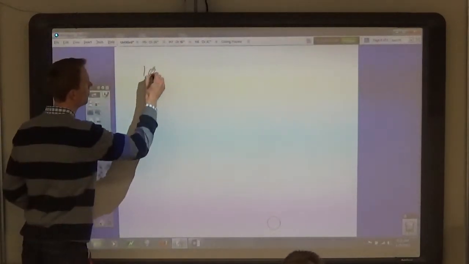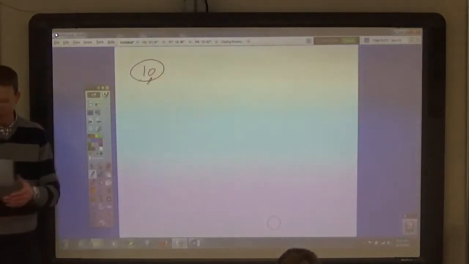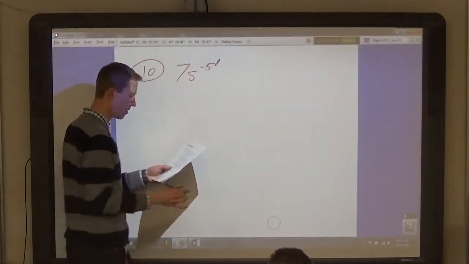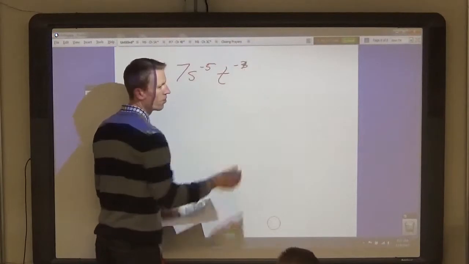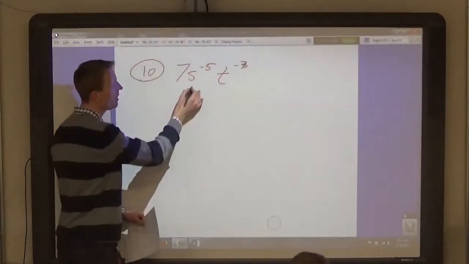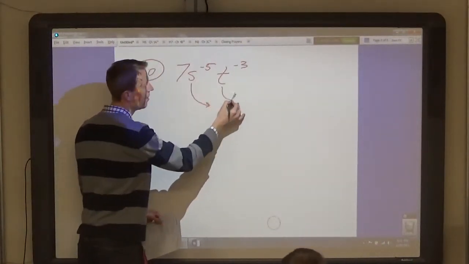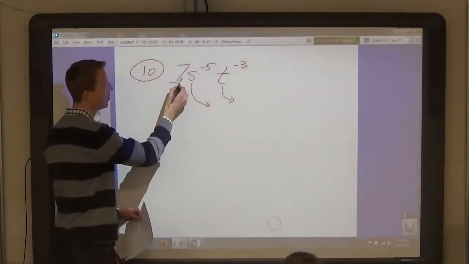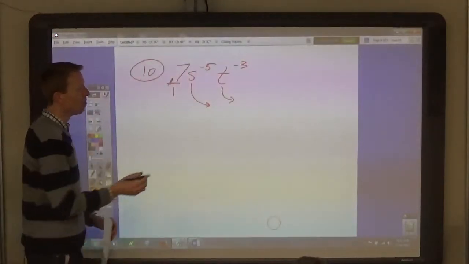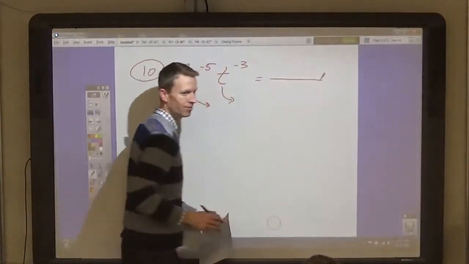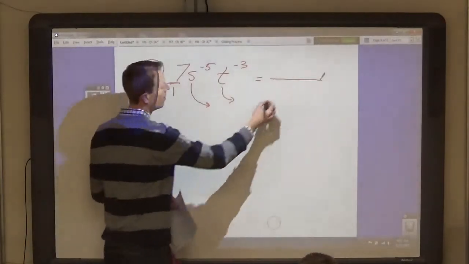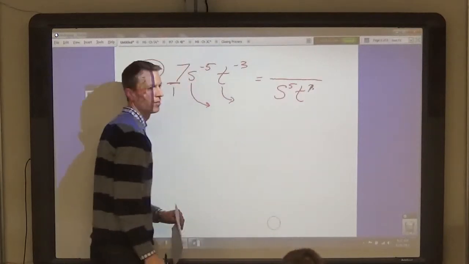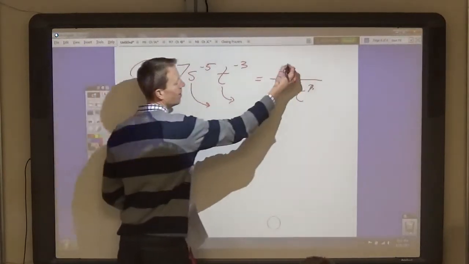Number 10. 7s to the negative 5th, t to the negative 3rd. Where do these need to go? These go down at the bottom. The 7 stays on the top line, doesn't it? You make a fraction bar. S to the 5th, t to the 3rd, and 7.